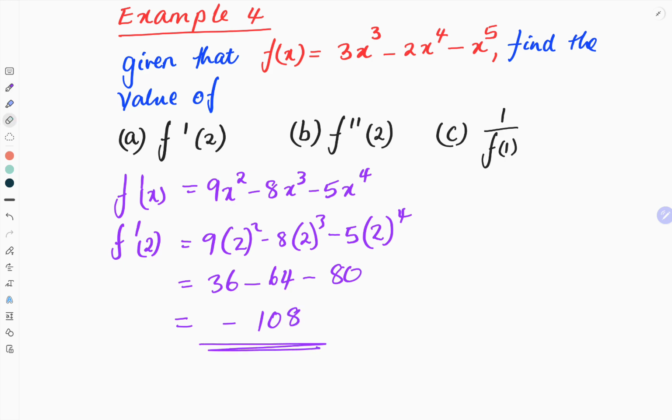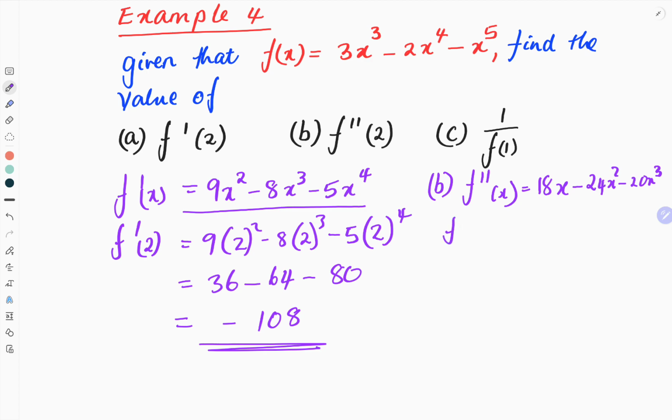Right, then part B, the second derivative. You just derive this first derivative, and the second derivative will be equal to 18x minus 24x squared minus 20x cubed. And then you substitute again the 2 into the second derivative. Then you get negative 220.